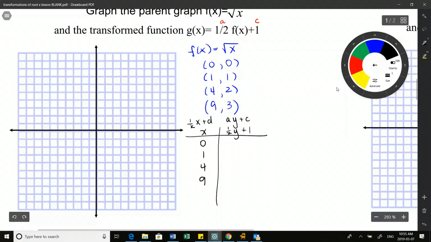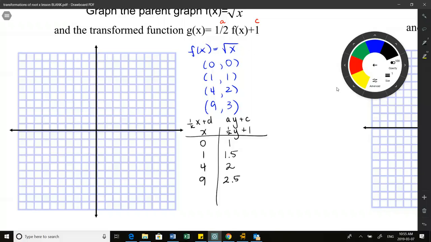So we're going to take a couple seconds and do that to these y coordinates, 0, 1, 2, and 3. Okay, I got 1, 1.5, 2, and 2.5. Okay, so the first thing that it asks me to do is to graph my parent function. So I'm just going to do 0, 0, 1, 1, 4, 2, and 9, 3.